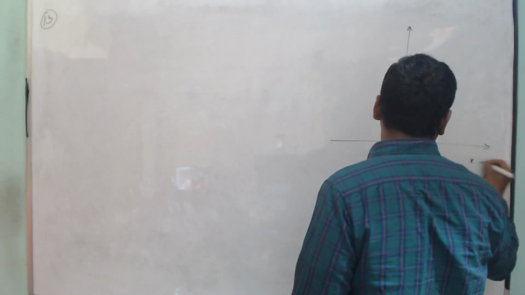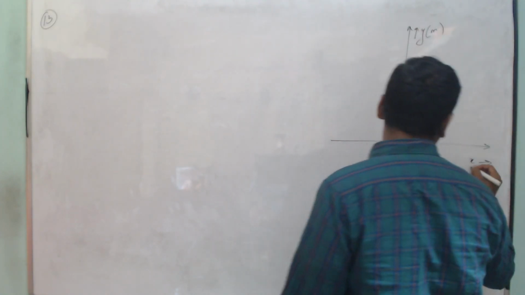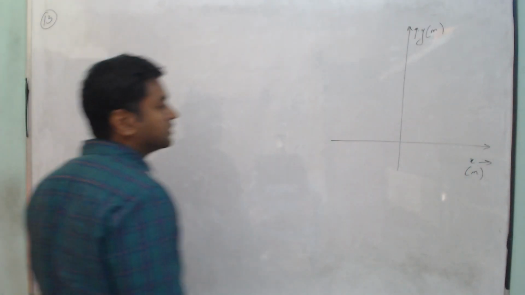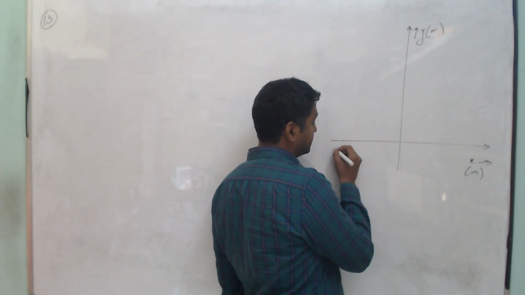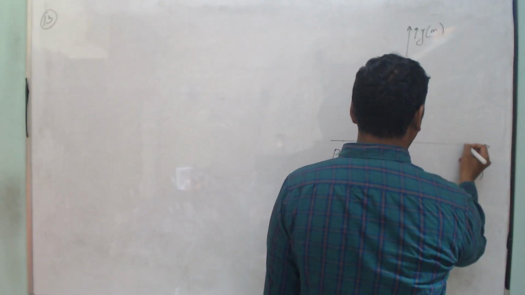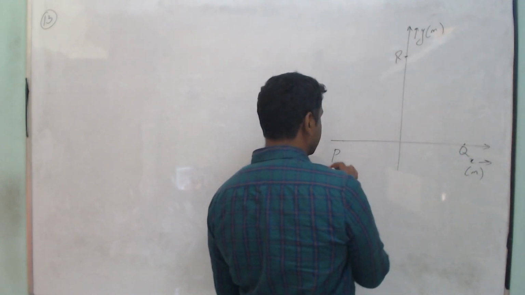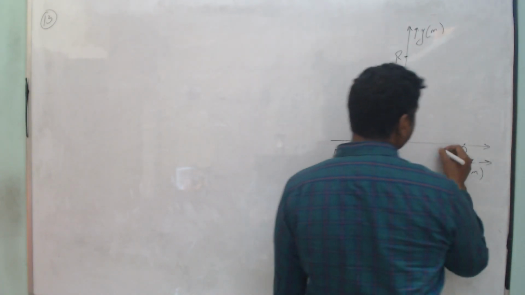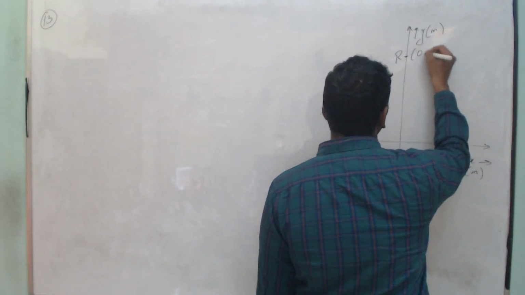So x-axis, y-axis, like you said, we will take in terms of meters, and let the charges be placed at point P, point Q, and point R. So we'll take point P as minus a comma 0, point Q as a comma 0, and point R is 0 comma 2a.